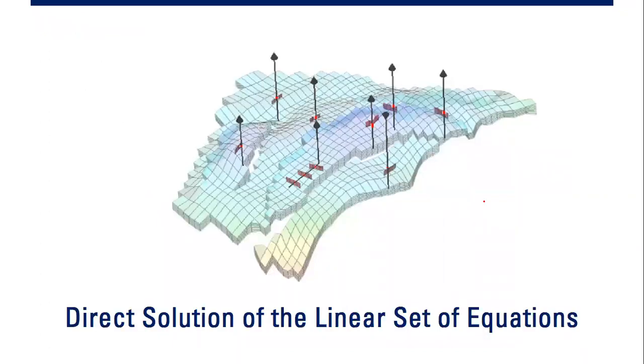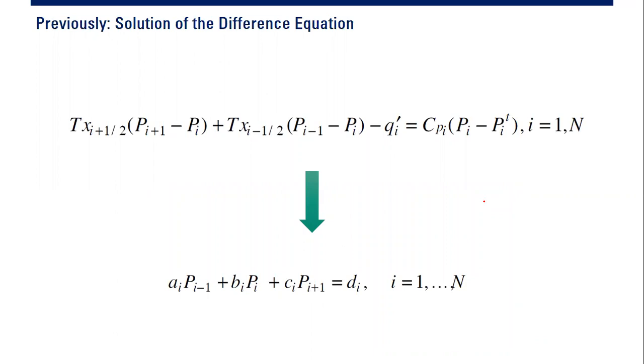Okay, direct solution of the linear sets of equations. Previously we arrived at this equation. This will give us the solution of our reservoir simulation computation. You see, we have here the transmissibility for the x-axis, and this is, of course, the pressure, again the transmissibility. And you see, we have a flow rate term, and this is the capacity, and again the pressure.